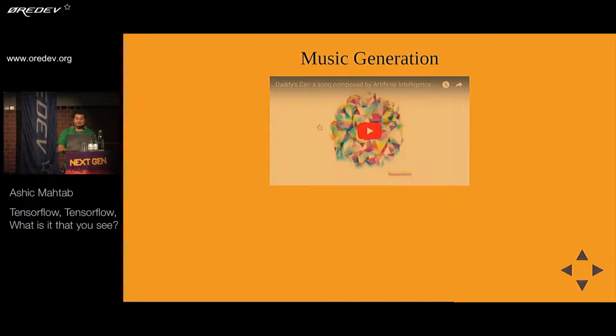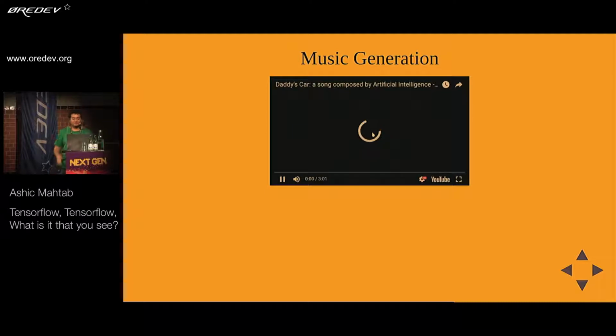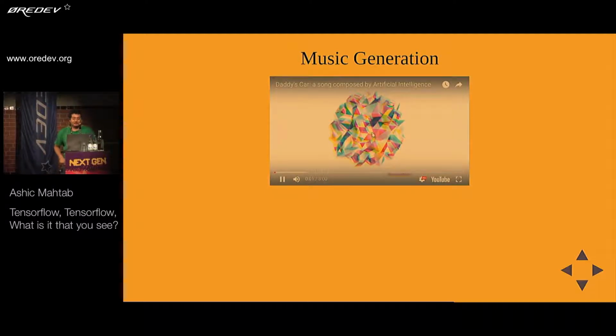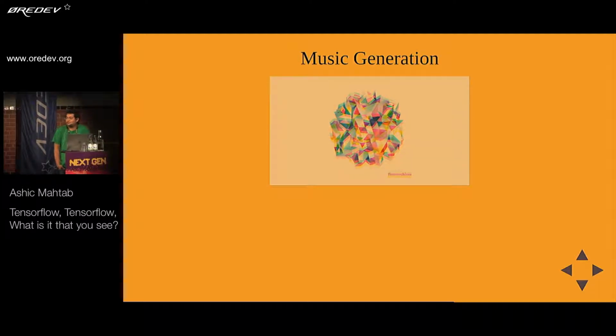These things can do music generation. This is actually a song composed by artificial intelligence. Or rather, the music is composed.